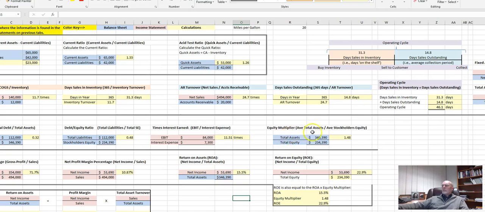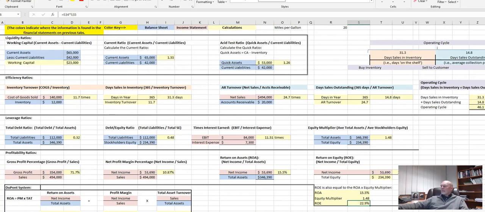We talked about this equity multiplier a little bit ago, and that is a factor by which you take your return on assets and multiply it by the equity multiplier, and that'll give you your return on equity. So that 15.5 multiplied by the equity multiplier gave us the 22.9%. So just indicating the relationship between those two measures.